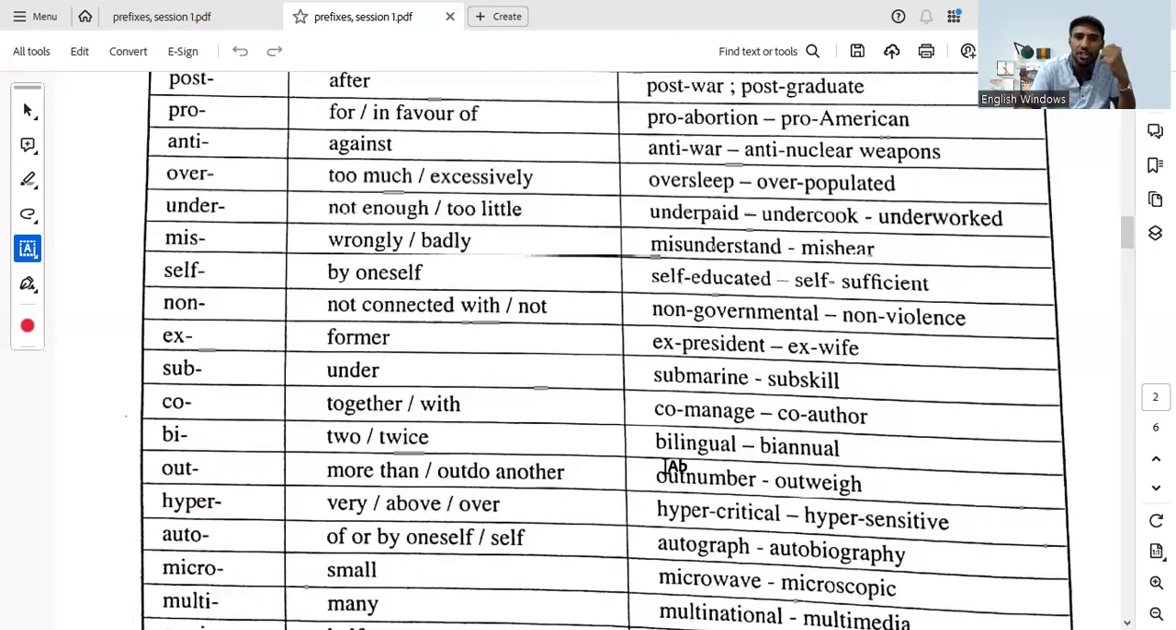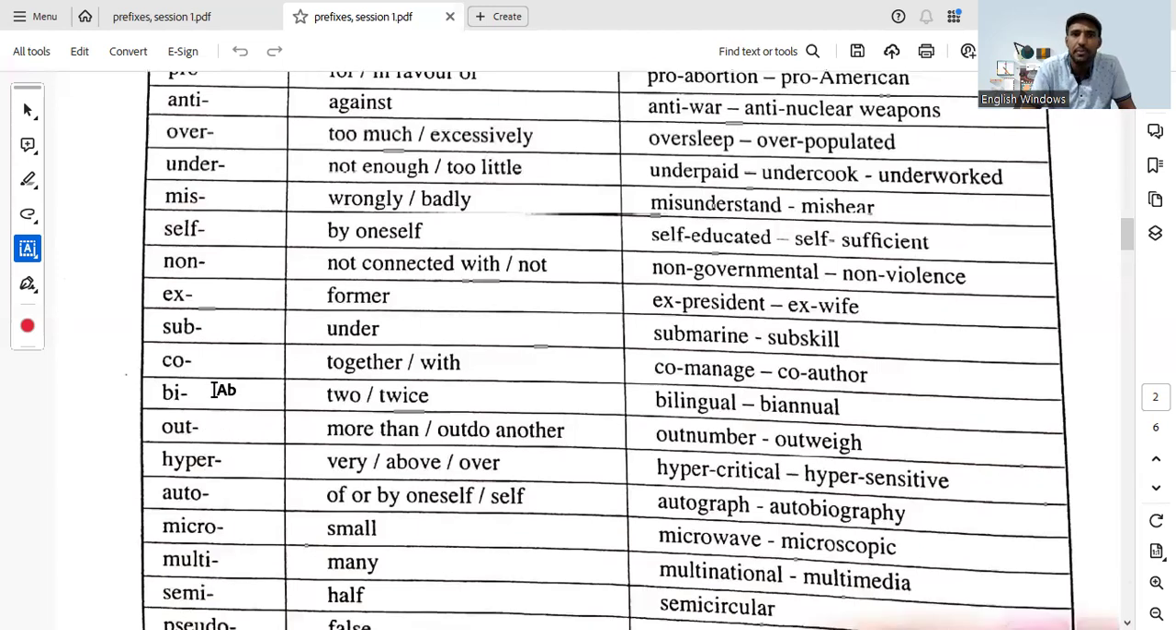Co-manage a company. يعني جوج غيقوموا بإدارة la société بجوج, right? To manage the company together. Co-author, as I said to you, it means this book has been written by two authors. Now, bi, whenever you find bi, that means two, or sometimes twice. We say this person is bilingual. Bilingual, it means he speaks two languages, right?